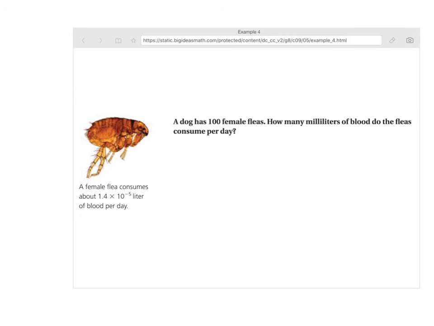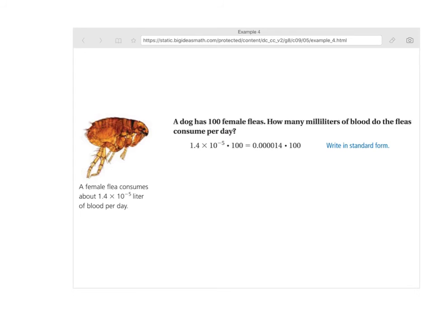So on the right-hand side, you see that a female flea consumes about 1.4 times 10 to the negative 5th liter of blood per day. So you see that it's a negative exponent, so there's a very small decimal here. So the first thing you're going to want to do is convert it to standard form. So you're going to rewrite 1.4 times 10 to the negative 5th. Oh, and they already wrote it out here that once you've converted it, we're going to multiply it times 100. So first step, they wrote the whole equation.